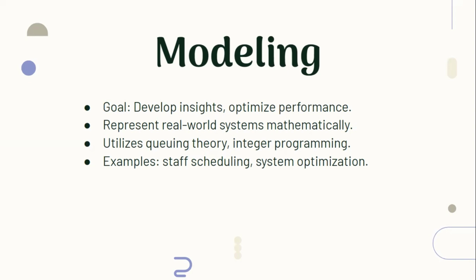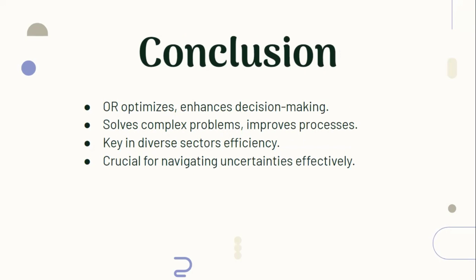With this, our objectives of operational research are over, and now we are moving on to the conclusion of our presentation. In conclusion, operations research is vital for tackling complex problems and enhancing decision making processes across various fields. The objectives of OR, which include optimization, decision analysis, simulation, forecasting, and modeling, play a crucial role in improving efficiency and navigating uncertainties in today's dynamic world.